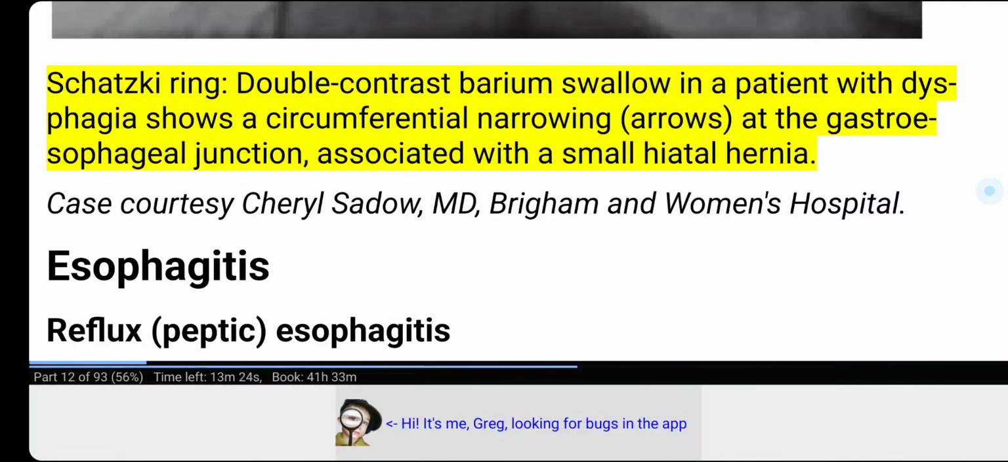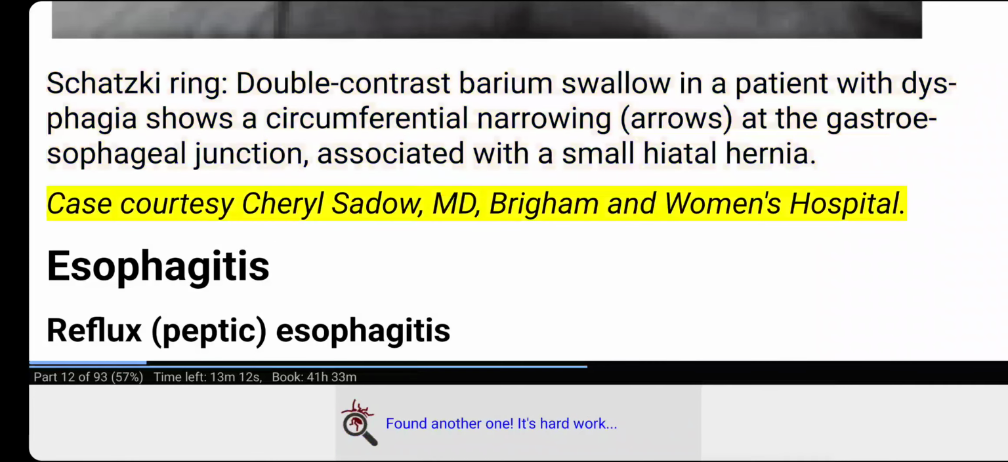Schatzki ring. Double contrast barium swallow in a patient with dysphagia shows a circumferential narrowing, arrows, at the gastroesophageal junction, associated with a small hiatal hernia. Case courtesy Cheryl Sadow, MD, Brigham and Women's Hospital.